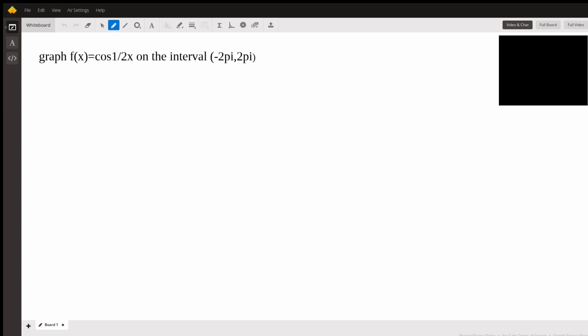The way to approach this is to start with the parent, the way the parent function looks. So I'm going to put that in a color. We'll use green here. If I just wanted to graph y equals cosine x, the graph would look like this. It would start at 0, end at 2 pi. This would be the midpoint here at pi.